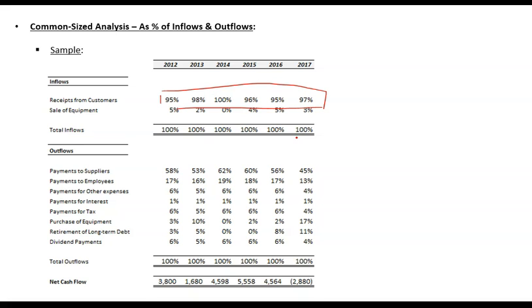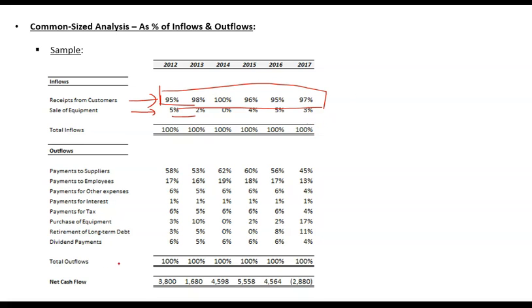In inflows, your cash is still coming in from customer receipts, or major cash is still coming in from customer receipts, where it should be coming from. And the unusual item, sale of equipment, does not have any significant impact because major cash is coming from receipts from customers. So there does not seem to be a big problem on the inflow side.